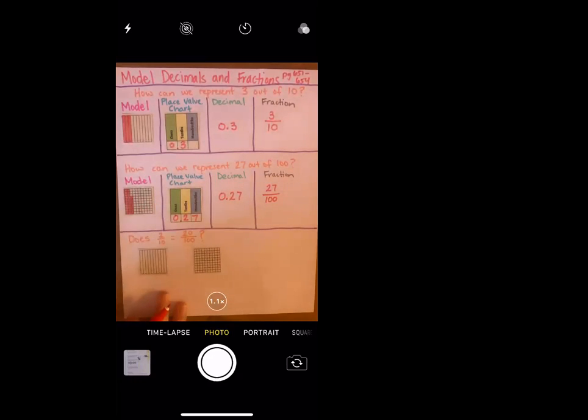Okay. I have a question here. Does 2 tenths equal 20 hundredths? So let's take a look at our model to see. Okay, so if I have 2 tenths, then what I'm going to do is shade 1, 2 tenths. Okay, and if I have 20 hundredths, then I'm going to shade this whole column is 10.